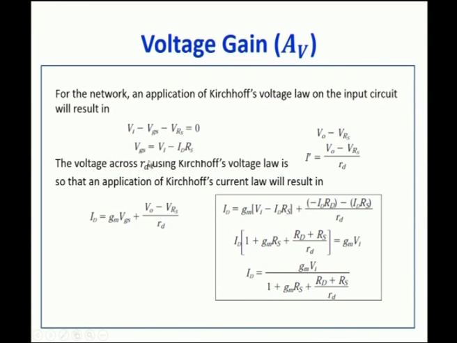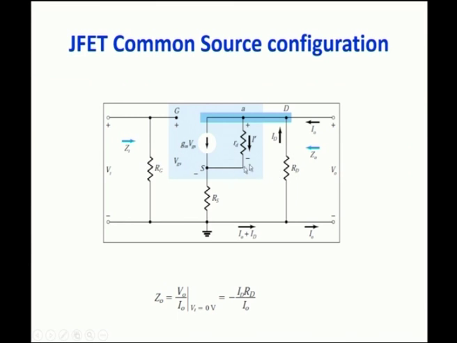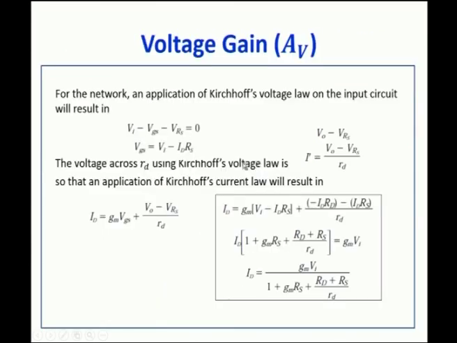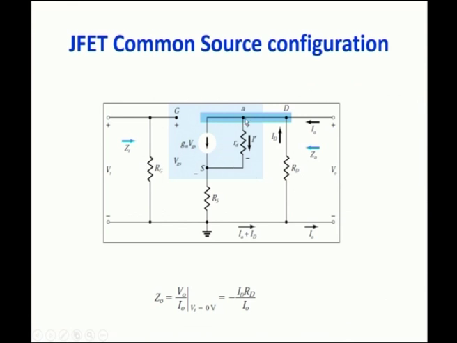And the voltage across the internal resistance Rd using Kirchhoff's voltage law is given as V naught minus Vrs. When you look at the circuit, the voltage across the resistance Rd is given as this voltage minus this voltage. It is connected between the node A and the source terminal S, and the voltage difference between these two nodes is the voltage across the resistance Rd. So this voltage is V naught, minus this voltage is Vrs.